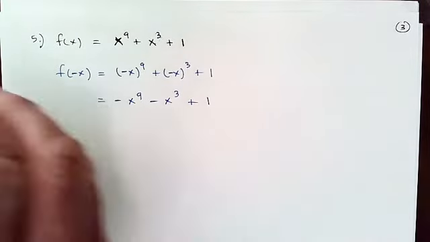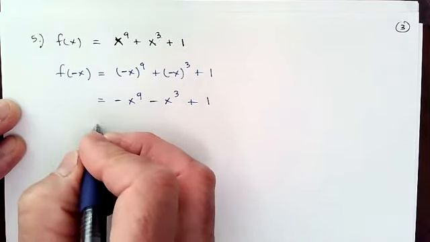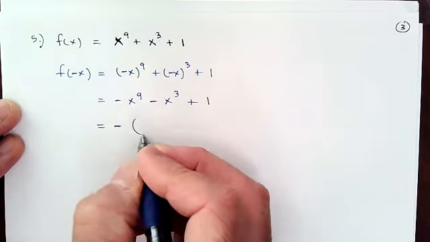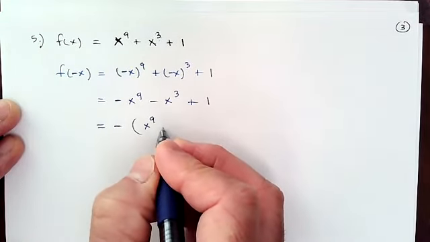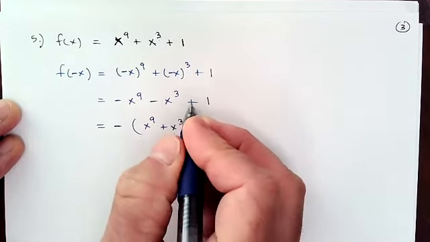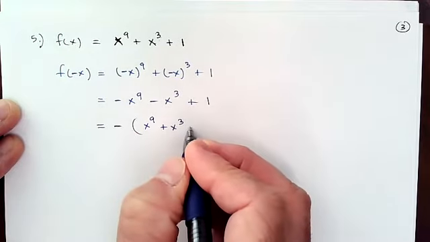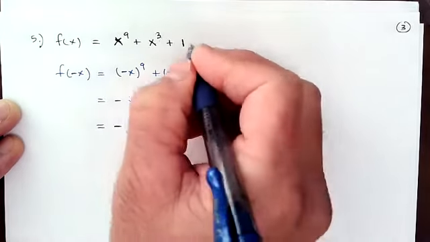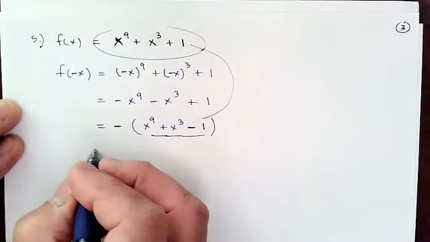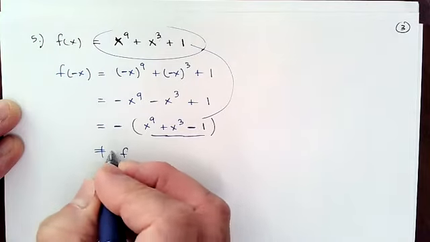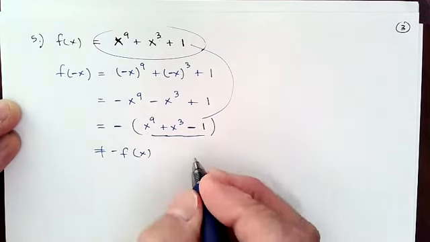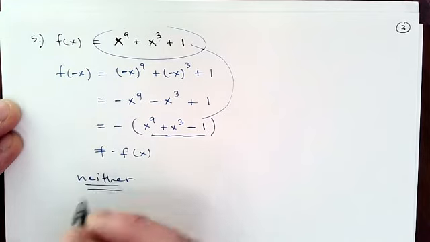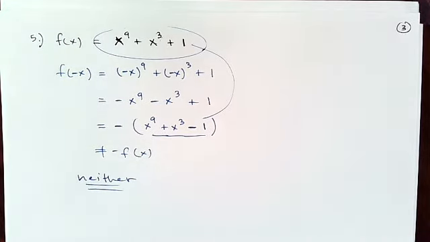But kind of similar to the last problem, in order to show that this is really the negative of f of x, I would have to factor out this negative, and that would give me x to the 9th plus x cubed. But if I have to take out the negative, I've got to take it out from the whole thing. That would make this minus 1, which means this is not the same as this, huh? It is not the opposite of f of x. So this is another situation where it is neither even nor odd.